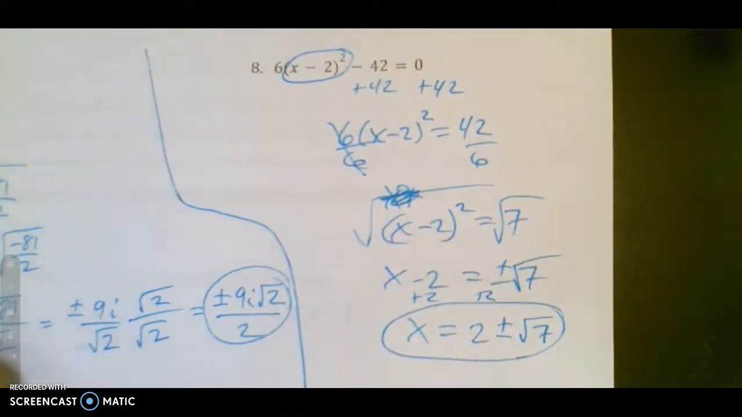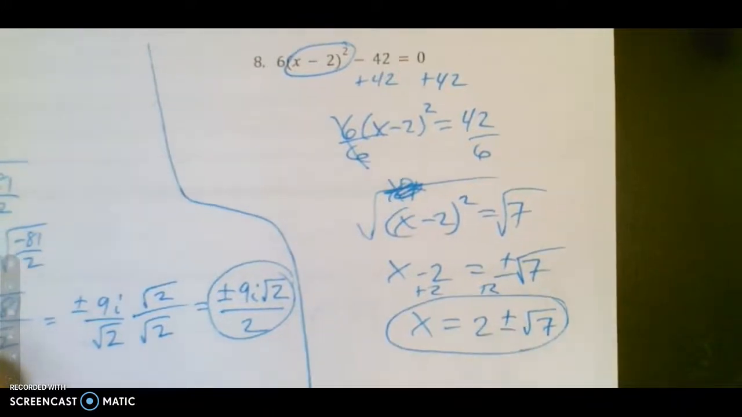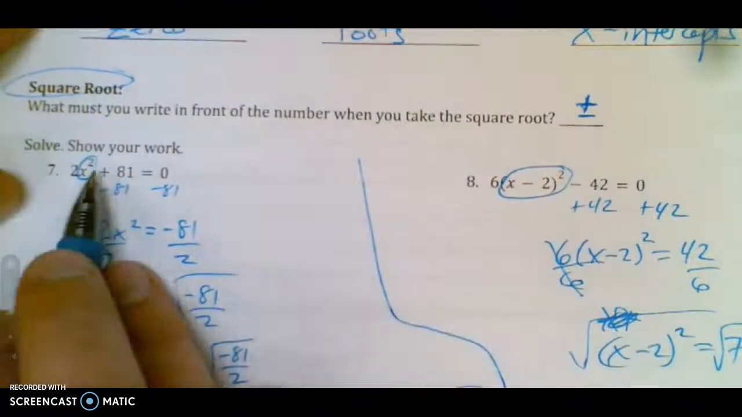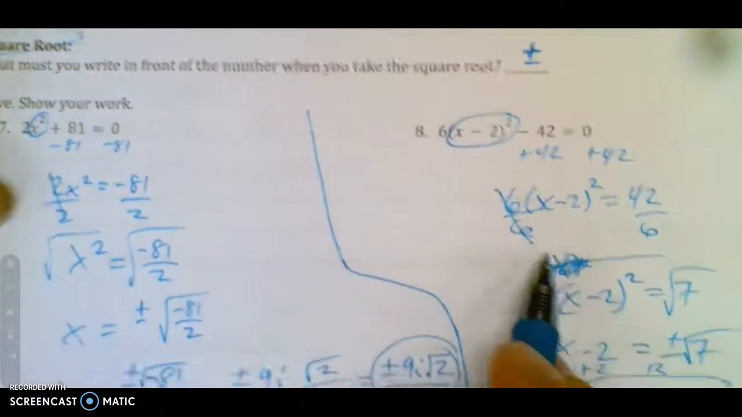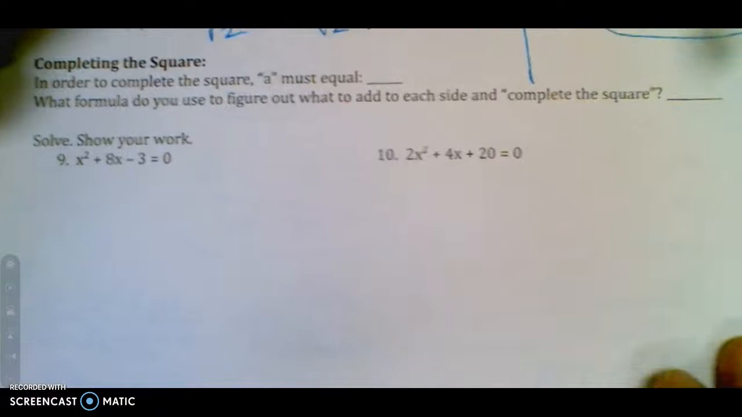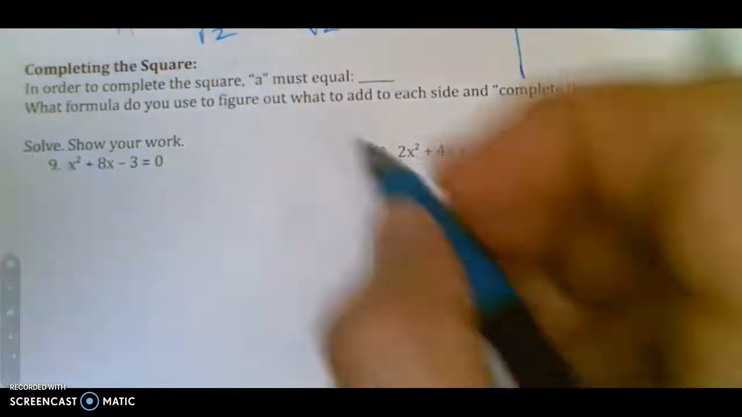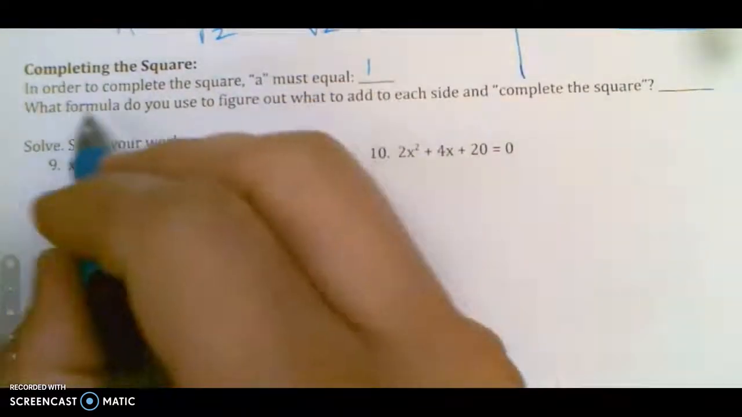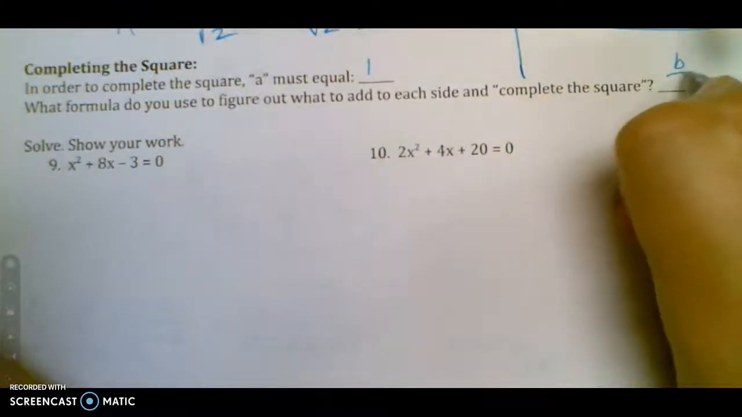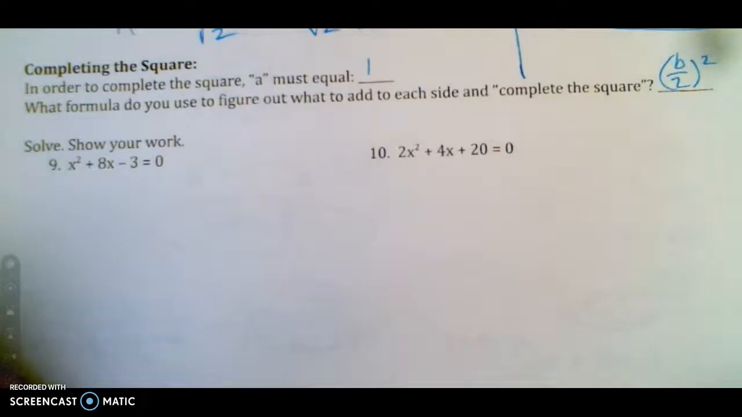Nice answer. If those were both normal numbers, I would actually do it twice, once with a plus, once with a minus. These are square root problems. Basically, isolate the squared, square root both sides, don't forget your plus or minus, and simplify your answer. Okay, in order to do completing the square, your a must equal 1. And what formula do you use to figure out what to add to each side? It's b over 2 squared. Okay, you got to remember that part.